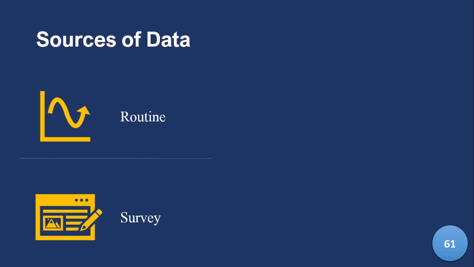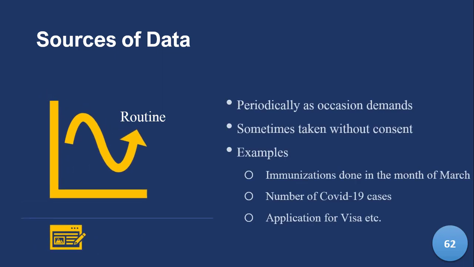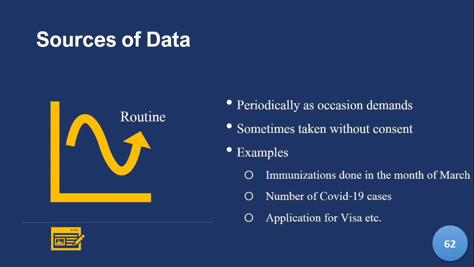There are two basic ways data is generated across the world. One of them is what we call routine. The other one is what we call survey. Now, routine is something that happens periodically as occasion demands, and sometimes is taken without consent. An example of routine data would be immunizations done in the month of March, the number of COVID-19 cases, or applications for visa.